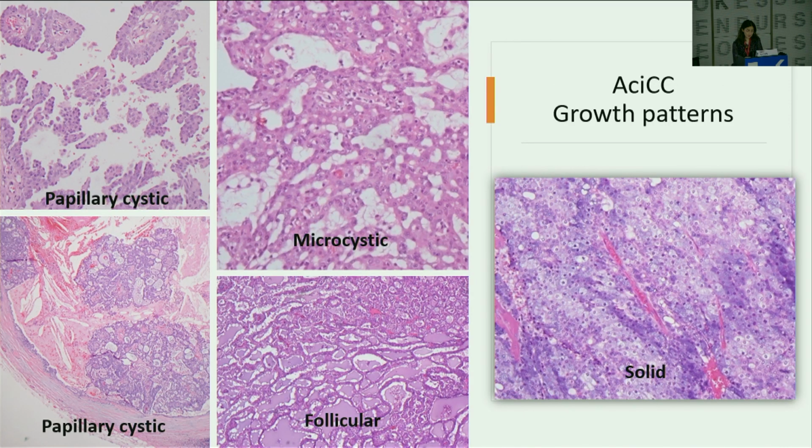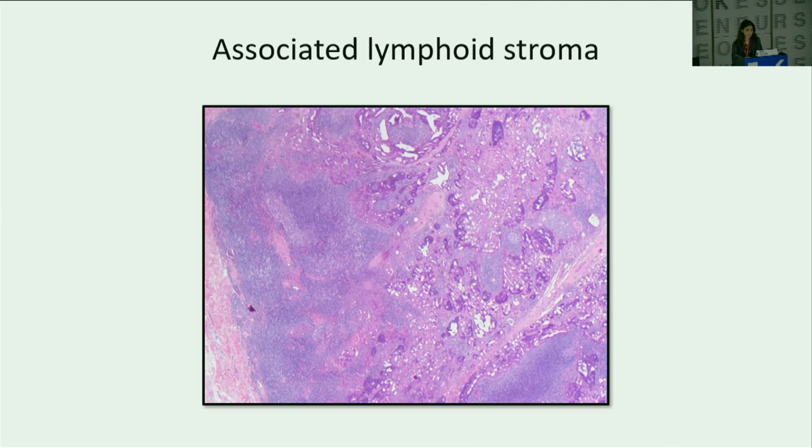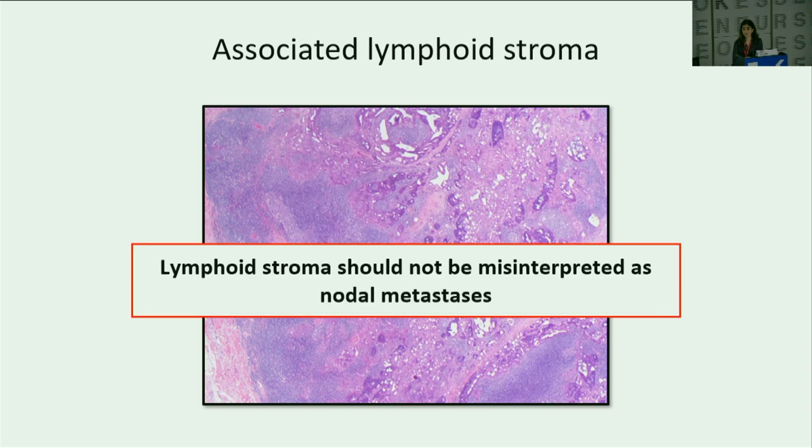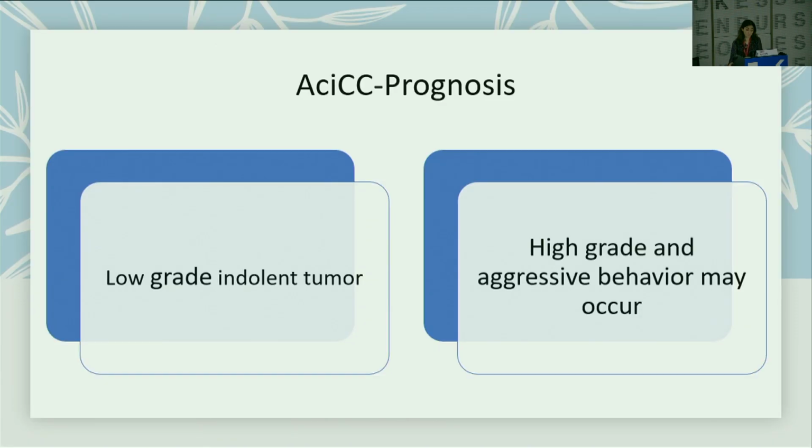The growth patterns include solid or nested growth pattern, which is the most common growth pattern seen in acinic cell carcinoma. The second most common is the microcystic pattern. You can see follicles with secretion and papillary and cystic formation. Similar to mucoepidermoid carcinoma, lymphoid stroma is common in acinic cell carcinoma, and again, this should not be misinterpreted as nodal metastases. The majority of acinic cell carcinomas are low-grade indolent tumors. However, they can have a high-grade form and may show aggressive behavior.